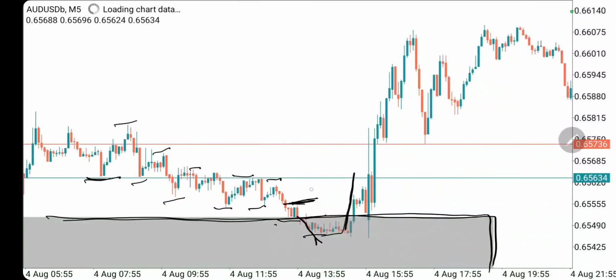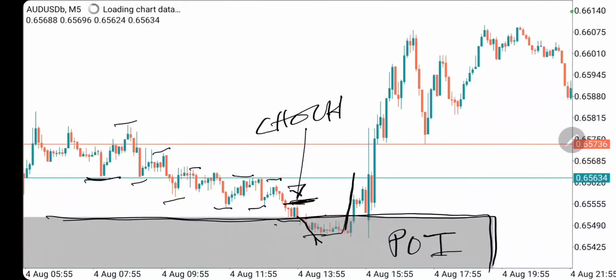So when this zone was taken out, we have what is called a change of character, which occurred right here when this lower high was taken out. This was a break of structure that occurred after the market made an incursion into the point of interest. This is our point of interest. I used to show you on the Telegram channel, I would tell you that the market is at our point of interest. Point of interest is at your demand zone, your targeted demand zone, your targeted supply zone.